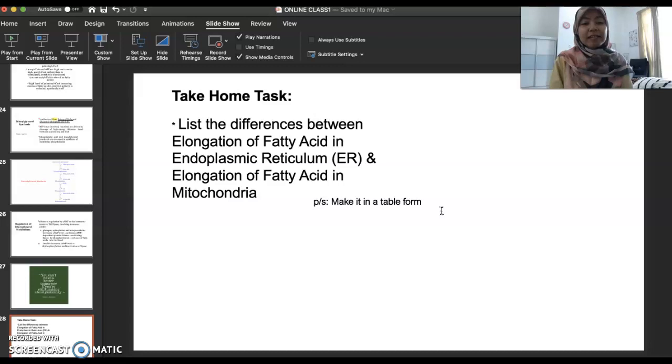Alright. Dan saya ada bagi sedikit take home task here. Saya harap kamu boleh list down the difference between the elongation process that happens in ER and also elongation process that happens in mitochondria. So you can make it in a table so you can identify the similarity as well and also the difference that involve.